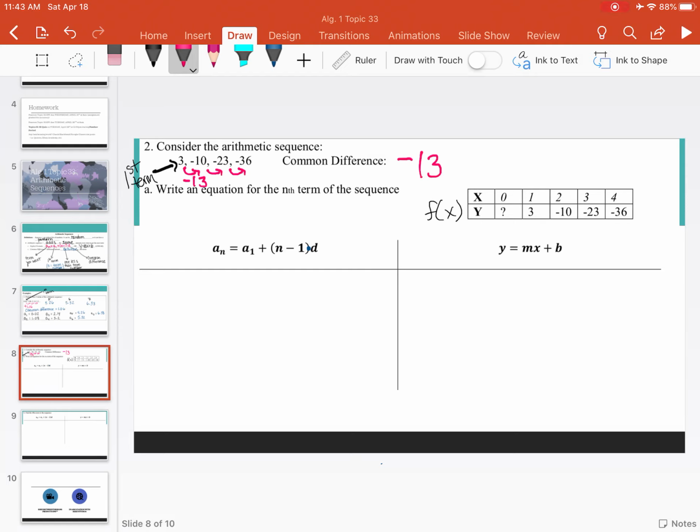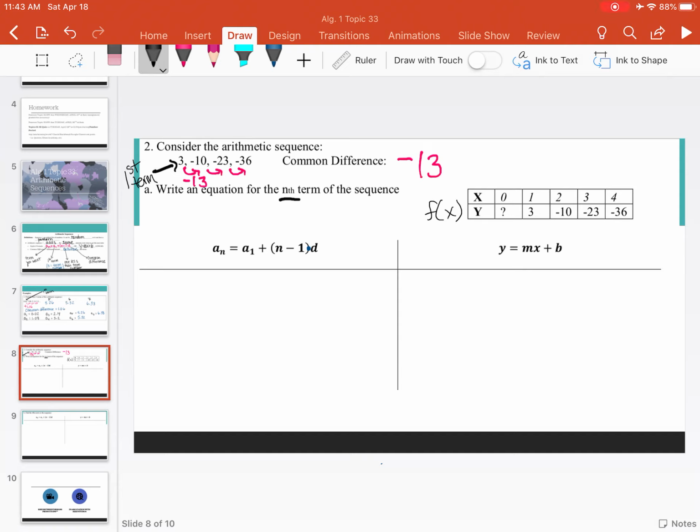Now for part A, I want us to write an equation for the nth term of the sequence. The nth term. Now this is to summarize, again, what our arithmetic sequence is. Example 1, I asked for the next 3 terms of the arithmetic sequence. But if we write an equation for the nth term of the sequence, this will identify if we want to find the 100th term later on, or the 10,000th term. It can help us by plugging in a value in for n.